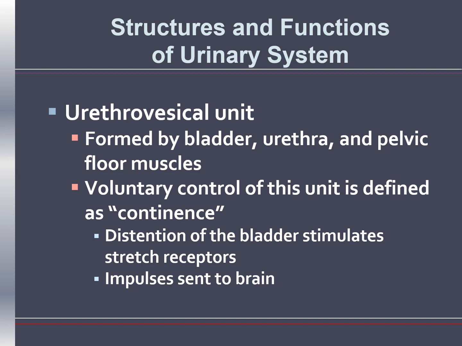And then you have the urethrovesical unit. This is formed by the bladder, urethra, and the pelvic floor muscles. Voluntary control of this unit is defined as continence. So if you have control over these, then you are continent. If you do not, then this is usually a sign of incontinence, which is talked about more in the next section. Distension of the bladder stimulates stretch receptors. Impulses are sent to the brain saying, hey, we are at max capacity, it is time to go to the bathroom. That is an important stimulant that can decrease over time, or there are different things that inhibit that impulse, which are talked about more in the next section.